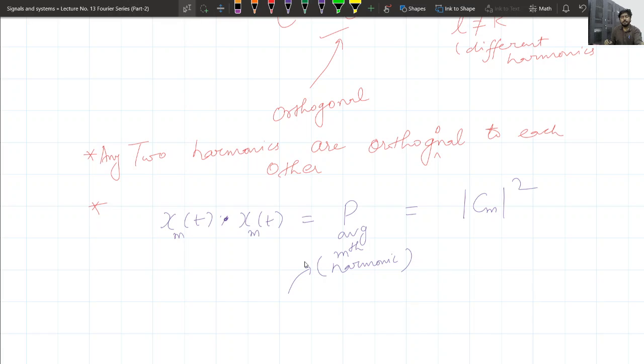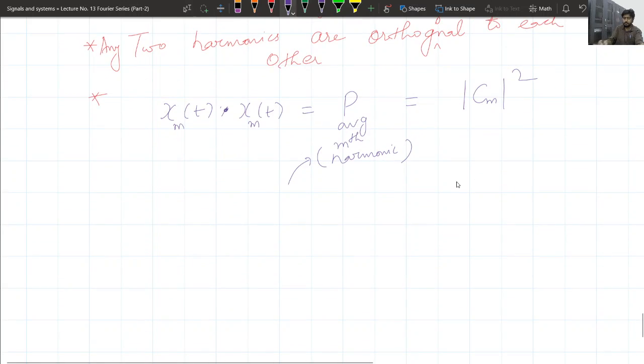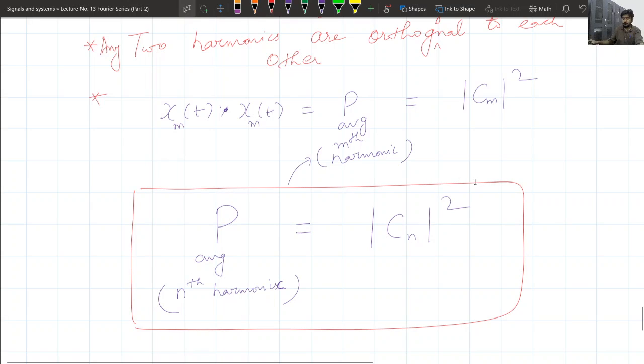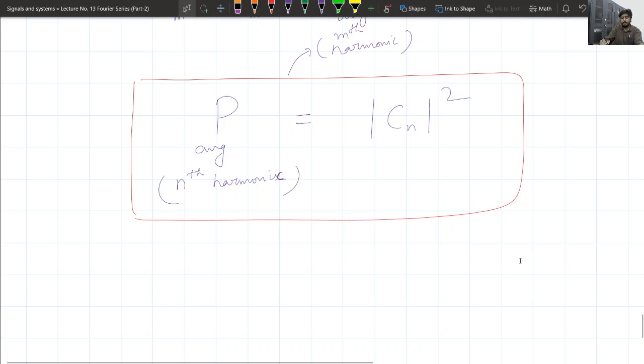That means we can see for any mth harmonic present in the signal, its average power will be equal to the square of the magnitude of the corresponding Fourier series coefficient. We can write, in general, the average power of the nth harmonic will be equal to Cn square. Now the average power of the nth harmonic is given as the square of the magnitude of the Fourier series coefficient.